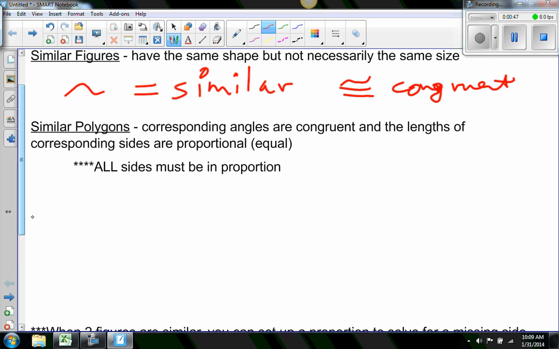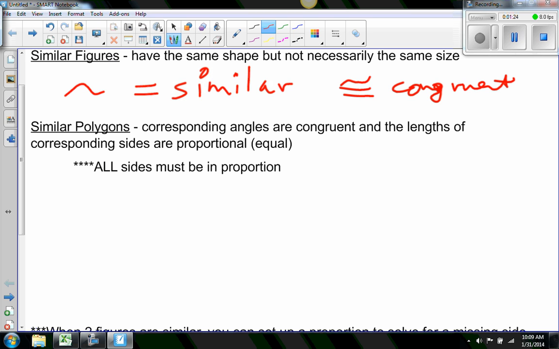So then similar polygons, and remember that's just a closed figure that has lines that don't cross and no curved lines. It's basically any shape that meets those criteria. Corresponding angles have to be congruent. The lengths of the corresponding sides have to be proportional. So the ratios, right? If this one is a third as big as this one, every side has to be a third as big. All sides have to be in proportion.